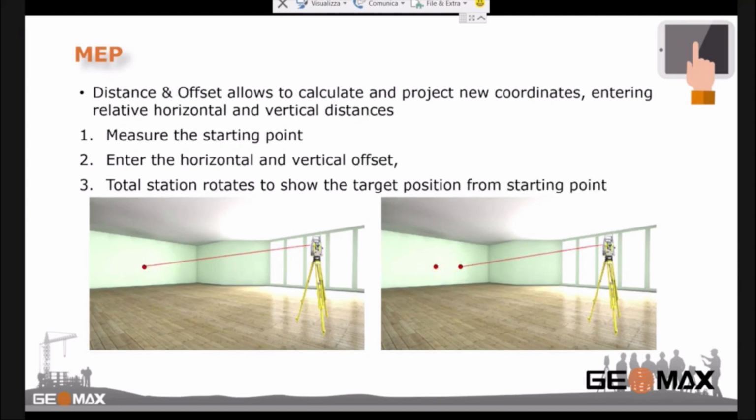Distance and offset is a functionality quite similar to the layout functionality that we have on CAD, but in this case we can work directly in 3D, for example with a facade. We measure one starting point, and then we can define horizontal and vertical offsets. So we can create 3D drawings and points that we can use directly in the field to stake out or to create some 3D elements.